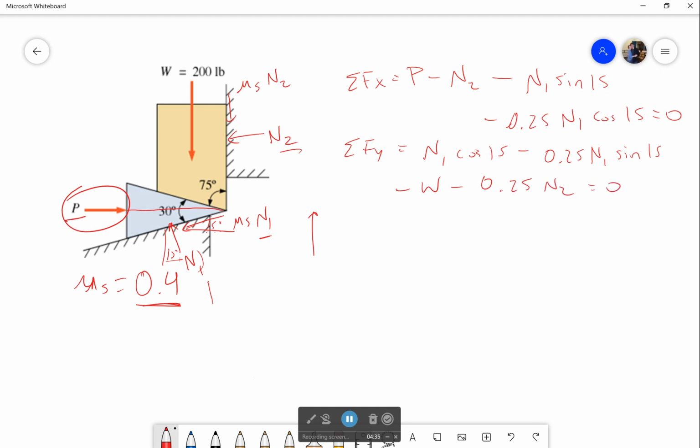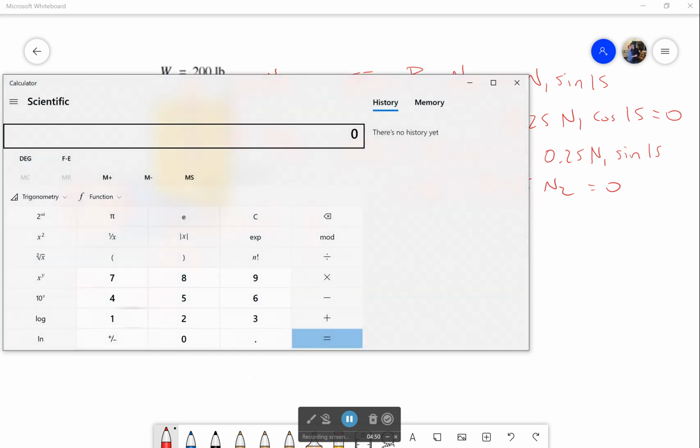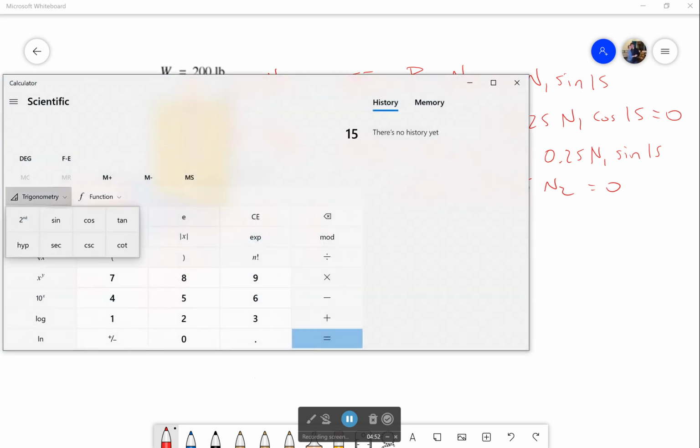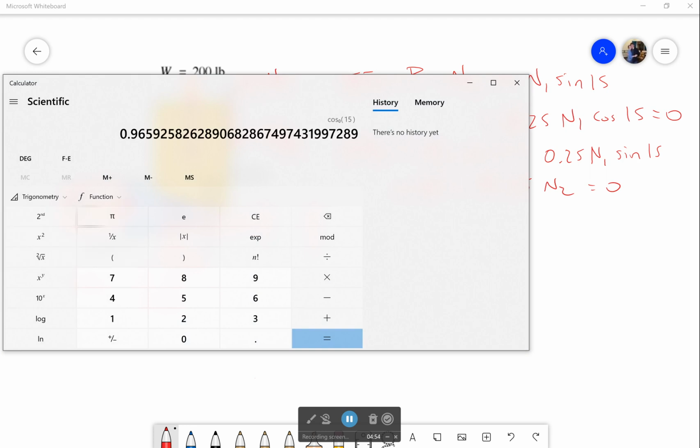Whew. That is a whole lot. But this does allow us to solve for either N1 or N2 in terms of the other. So we should probably go ahead and do that. Let me go ahead and get this typed out and we'll see how it comes. First off, 15, and I do cosine of that. It's going to be 0.965.